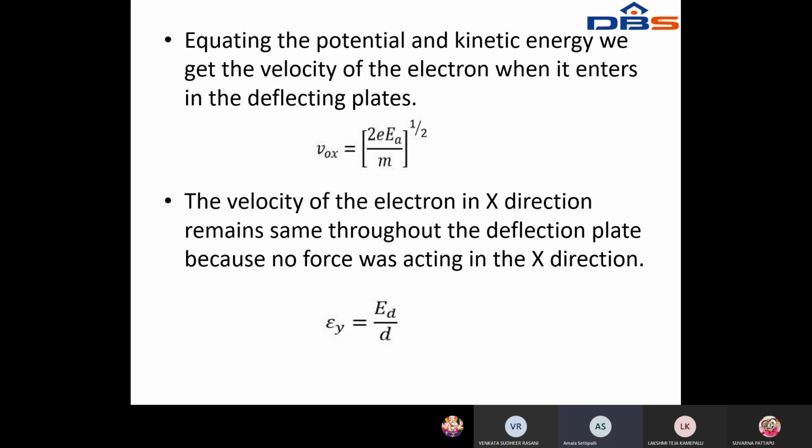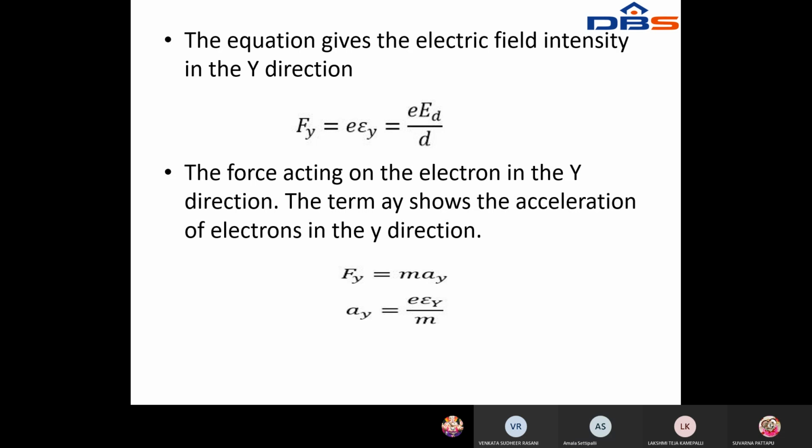Here you can assume Ey equals Ed by d. This equation gives the electric field intensity in the y direction. That means the force will be acting in the y direction. I am saying there is no force acting in the x direction, but the force will be acting in the y direction. At that time the force will be Fy equals e into Ey. Ey will be given as Ed by d, so you can write e into Ed by d, the force acting on the electron in the y direction.